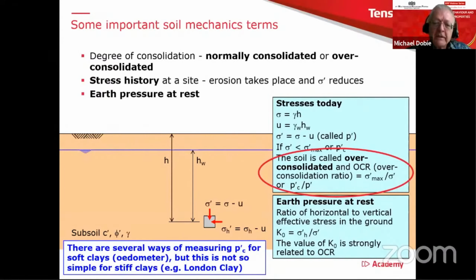And there are a number of ways you can measure pc for soft clays. We can use the odometer, which we'll see in a minute. But this is not so easy for stiff clays. And I'm going to use here an example of the London clay. You might say, why London clay? Well, I studied in London. I think it's reasonable I should do that. So let's have a look at that.